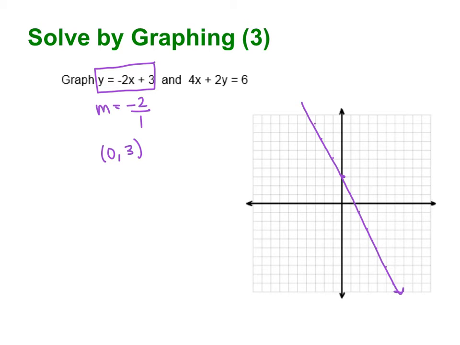We want these graphs to be nice and neat because we have to be accurate in where our two lines cross. And so if you have a sloppy looking graph, it's going to be hard to see where the intersection point might be. All right, now we're going to graph this line, 4x plus 2y equals 6.